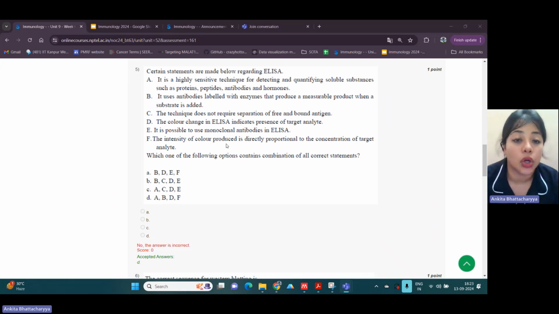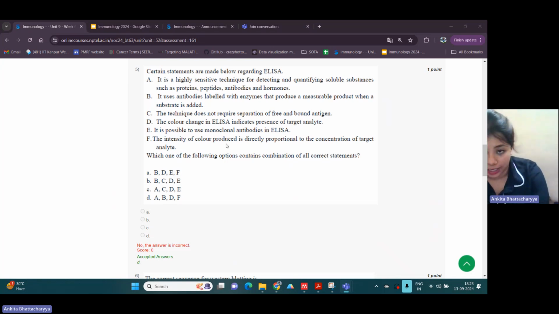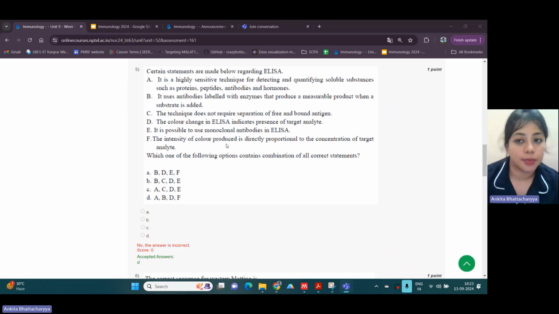C, this technique does not require separation of free and bound antigen. D, the color change in ELISA indicates the presence of a target analyte. E, it is possible to use monoclonal antibodies in ELISA. F, the intensity of the color that is produced is directly proportional to the concentration of the target analyte. These are the statements. What we've been asked is which one of the following options contains a combination of only and all correct statements.